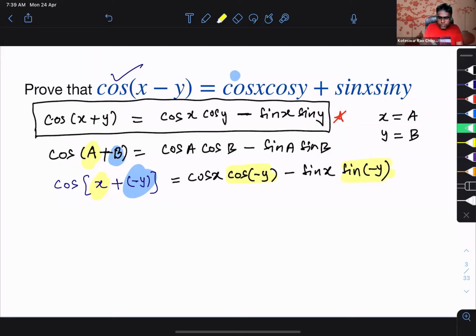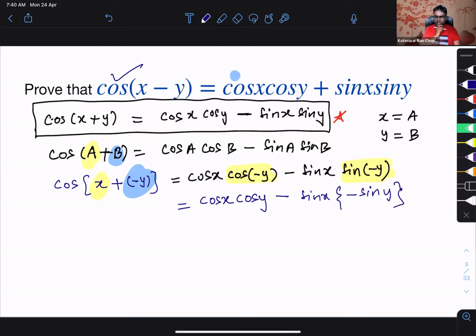So cos x is just borrowed. Now cos of minus y is simply cos y. Okay, minus sin x, but sin of minus y is sin y with a minus sign upfront. Okay, so maybe I'm using a bracket here to put that minus sign there. So sin of minus y. Okay, so I think that is okay. Now you have minus into minus. Okay, so these two things. Minus into minus will make it positive. So you'll get cos x into cos y plus sin x into sin y.